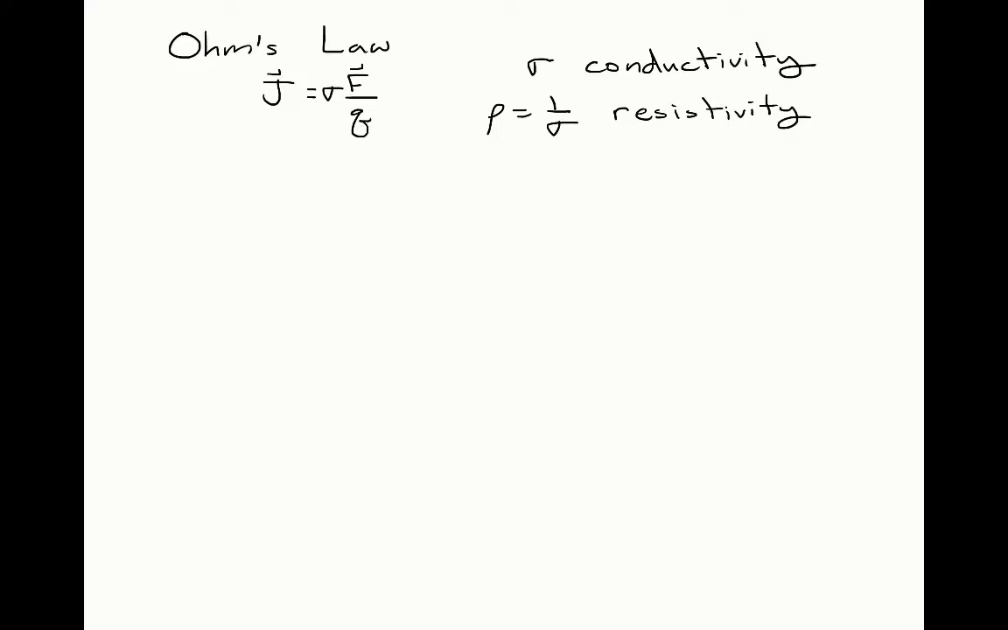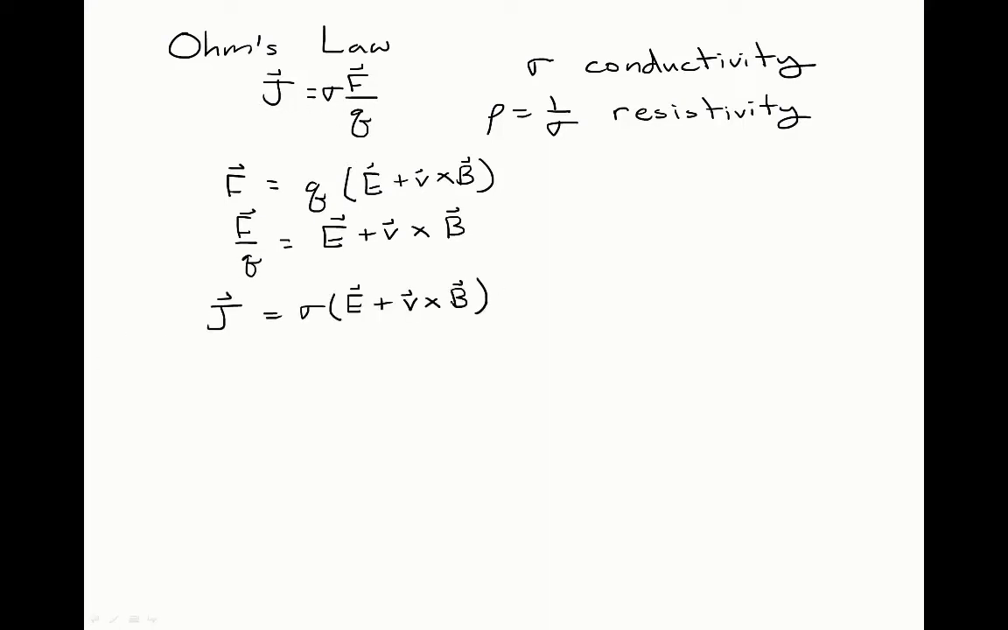So the force exerted per unit charge is determined by the Lorentz force, which we talked about last week. So if we just want the force per unit charge, we just have to divide out the Q. Now we can plug in a force per unit charge and find the current density. This is something that's generally true. The current density is proportional to the electric field plus V cross B.